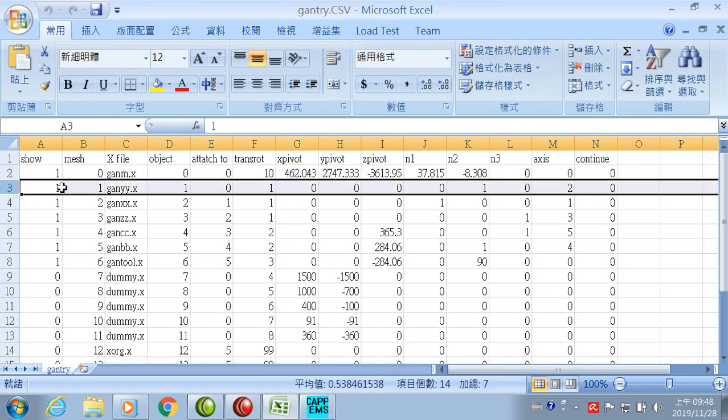The next record, GANYY.X, is object 0. Object 0 is the y-axis attached to 0. Object 0 attached to the foundation, GANM. Translocate 1 means this is a translation axis. The motion control card using the second axis. The moving direction is 0, 1, 0. 0, 1, 0 is y direction.